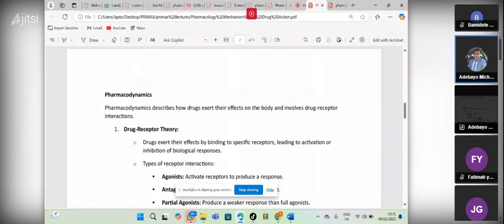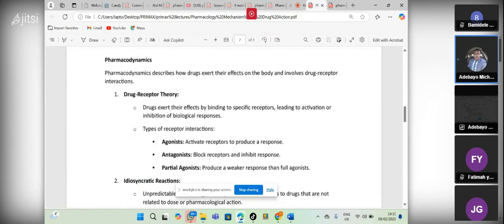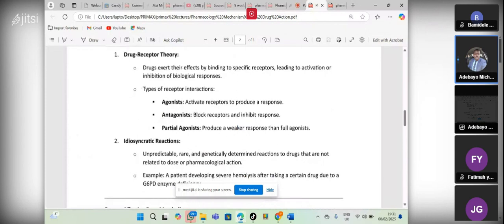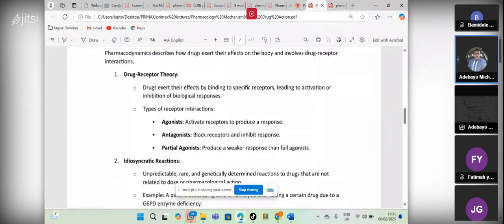All right, so let's move to pharmacodynamics. Like I said before, it is very simple. The simple definition is what the drug does to your body. There are some theories, just two of them mainly: number one, the drug receptor theory, and idiosyncrasy reactions. The drug receptor theory talks about the effect that the drug has on the receptor sites.